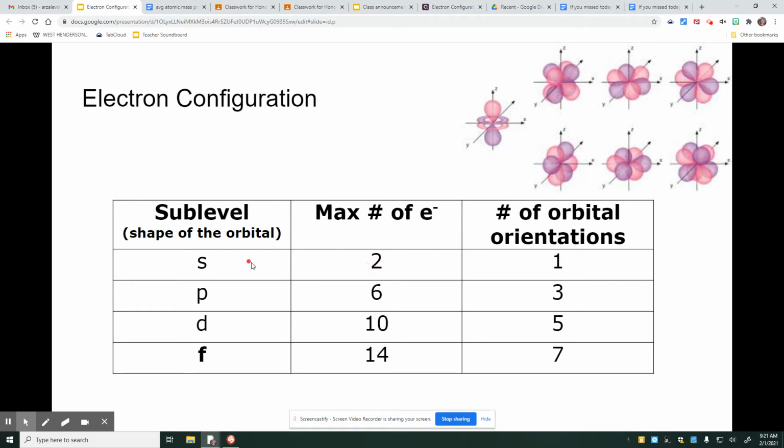And then if I have S, P, and D sublevels on that third energy level, I can hold up to 18 electrons. 2 would go in the S sublevel, 6 would go in the P sublevel, giving me 8, plus 10 more in the D sublevel.